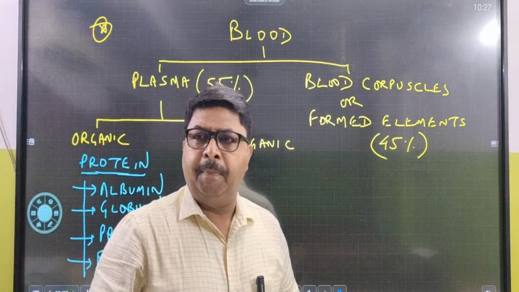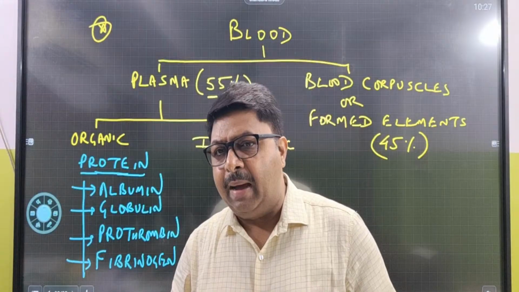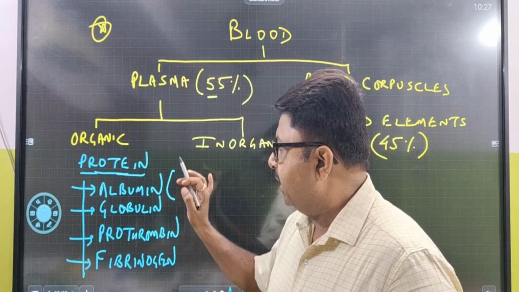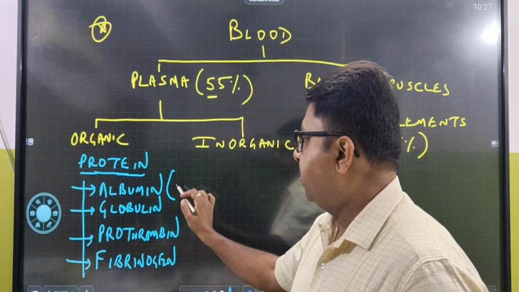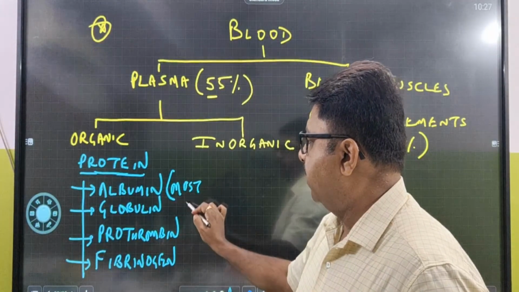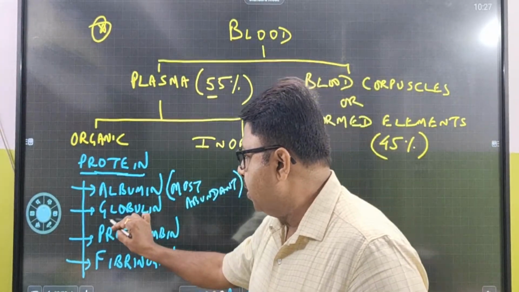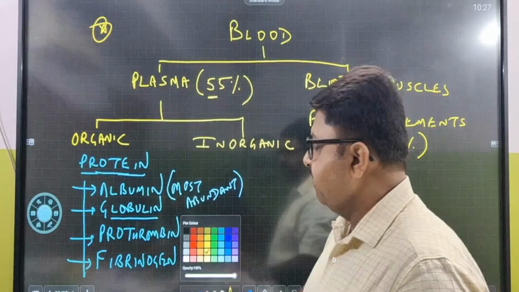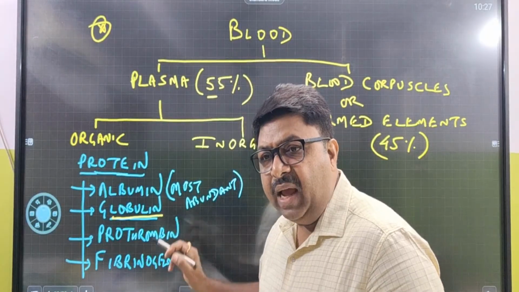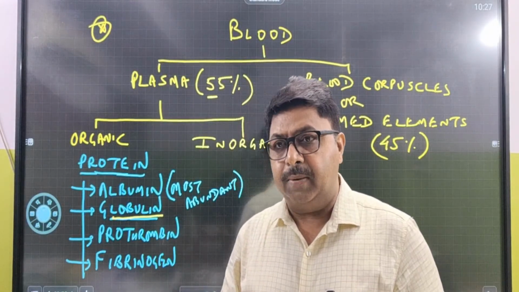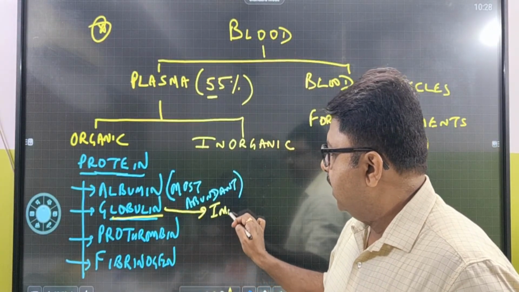Out of these four, the first one, albumin, is the most abundant protein in the human body. So if the question is, what is the most abundant protein in the human body? The answer is albumin. What we can expect in NEET? Name the protein which is protective in function and present in our blood. The answer to this question is globulin, which is also called immunoglobulin.